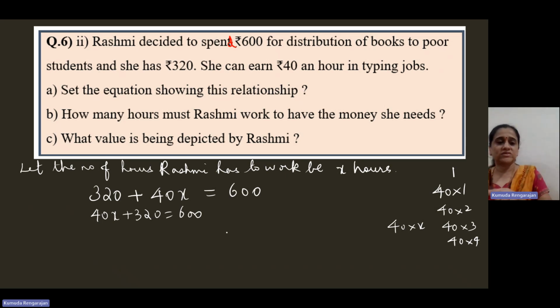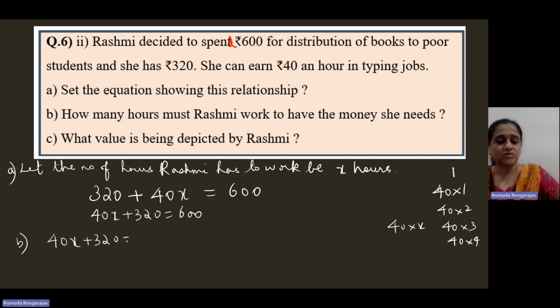Okay, so the first part we've answered. Set up the equation showing this relationship. Now, how many hours must Rashmi work to have the money she needs? For that, you'll have to solve this equation. So this is for A. Now for B, you'll have to solve this equation. So 40x plus 320 is equal to 600.